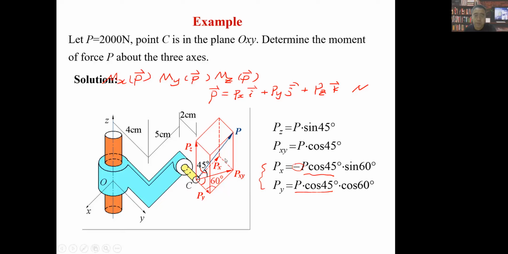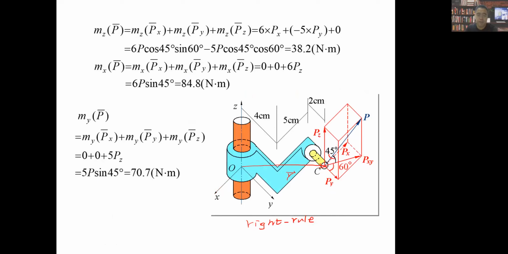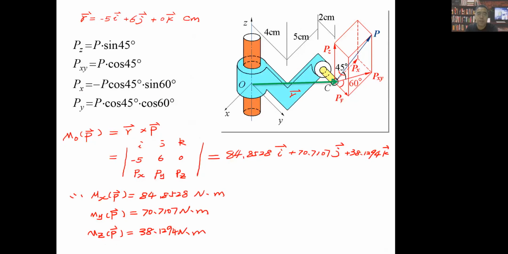First, you should know that when you have P and this angle information, you should have the ability to find Px, Py, and Pz. This is the basic requirement for all of you, right? Then we will not use this method. Instead, we use the important relationship between the force's moment to an axis and the same force's moment to a point. Actually, this is the indirect method.